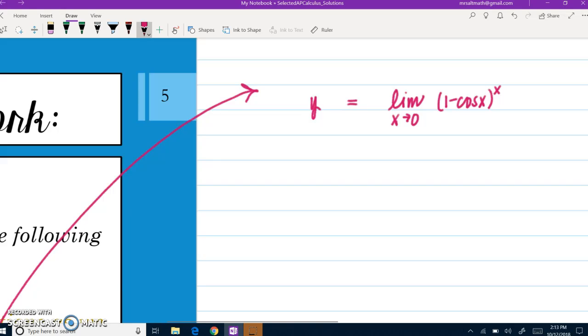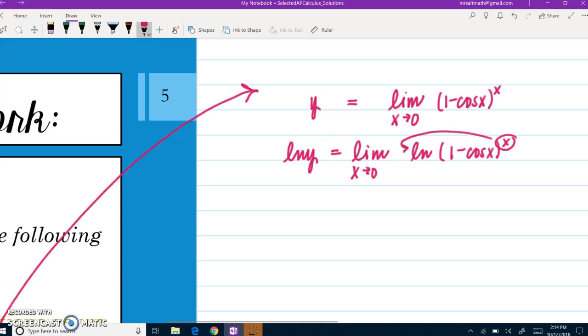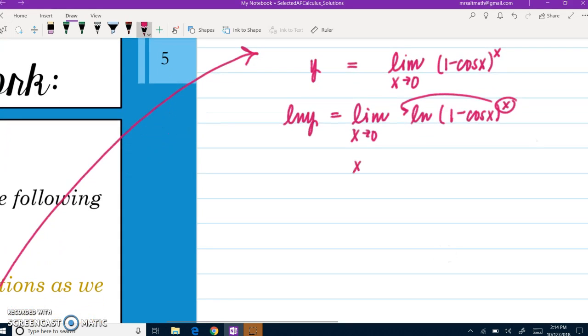Now with these ones, you want to set them as equations because ultimately to get the exponent out of where it's located, we're going to have to take natural logarithms. And we have to do that on both sides. So here I'm going to take the natural logarithm of y, and I'm still working with limits, so I need that information out in front. And then I can take the natural log of 1 minus cosine of x to the x power. This allows me to rewrite this information in front here. So now I'll have x times the natural log of 1 minus cosine x.